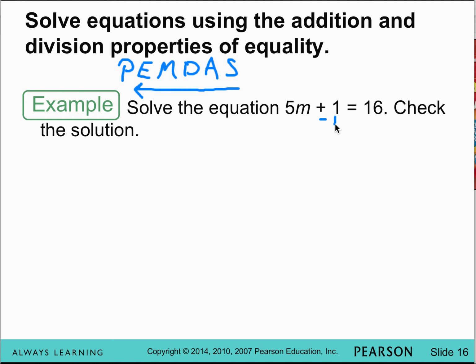So since there's a +1, I'm going to subtract 1. Do the same thing to both sides. That makes that a 0. So I just have 5m equals 16 minus 1. Now last step is always going to be undo anything being multiplied to your variable. So since there's a 5 multiplied times the m, I'm going to say divide both sides by 5, because 5 divided by 5 is 1 m, 15 divided by 5 is 3.